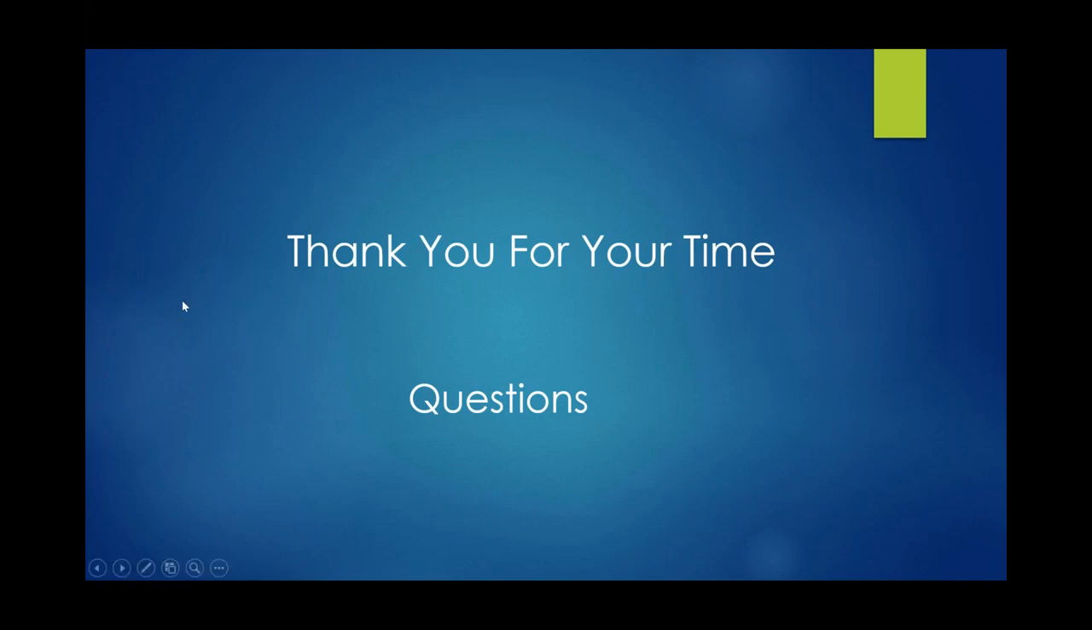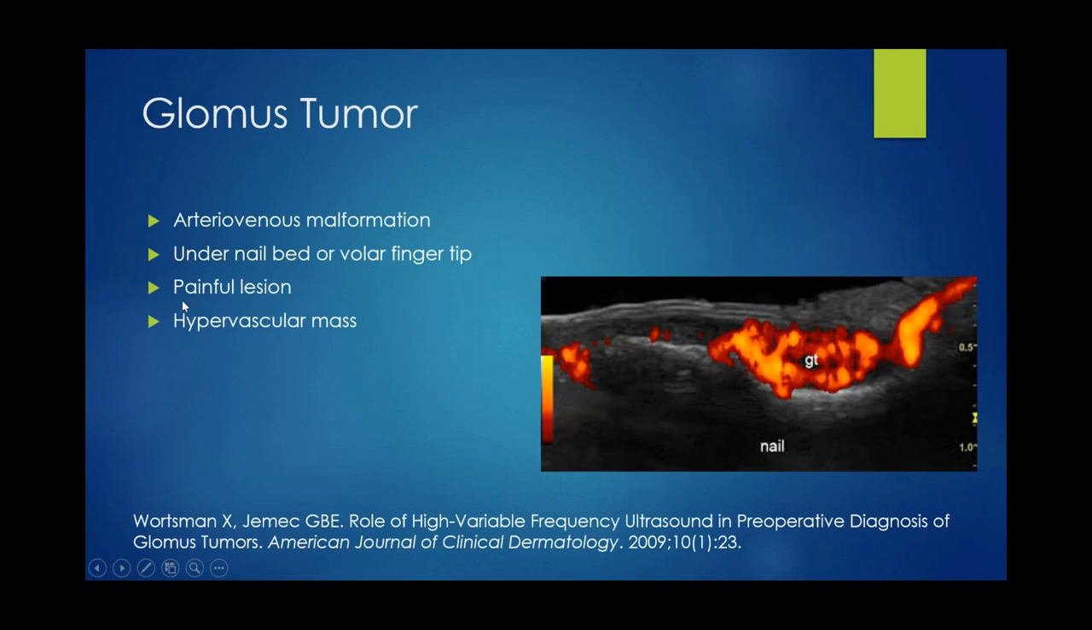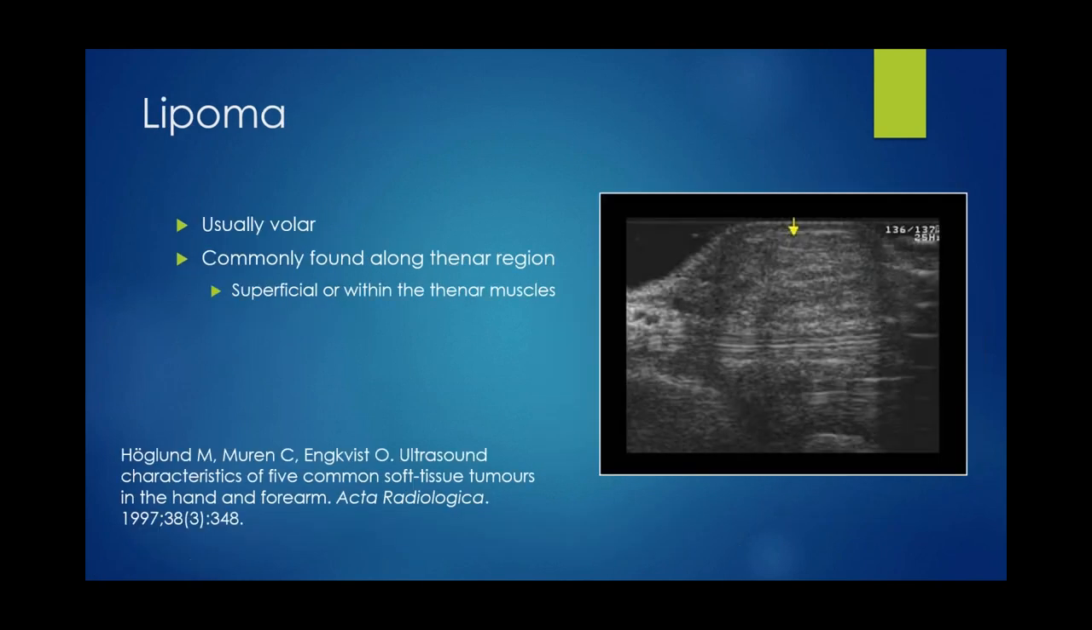And then the last one is the glomus tumor, which is an arteriovenous malformation that's found at the tip of the finger. They would present with a painful swollen fingertip. The AVM is either found underneath the nail in the nail bed or along the volar tip of the finger.